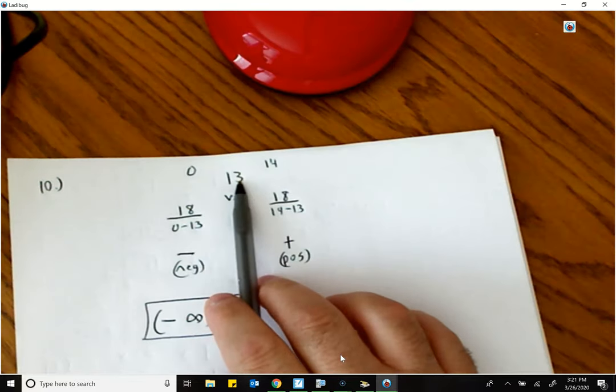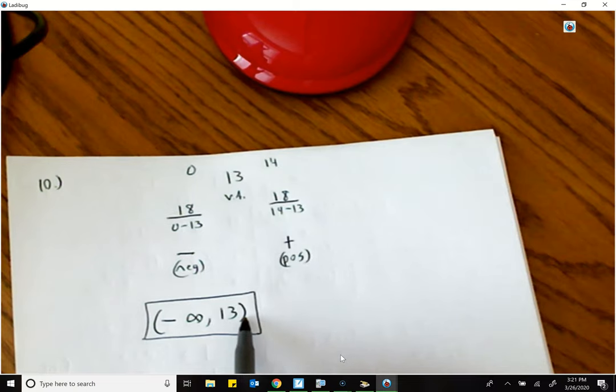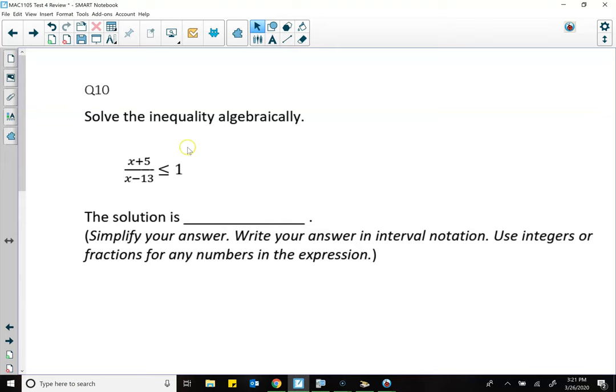Vertical asymptotes and numbers that you throw out of the domain have to have parentheses if you're writing the interval for them. So be careful on that. That's what we would put into our test: a parenthesis, negative infinity, comma, 13, parenthesis.